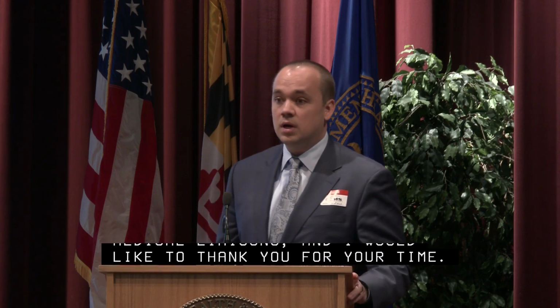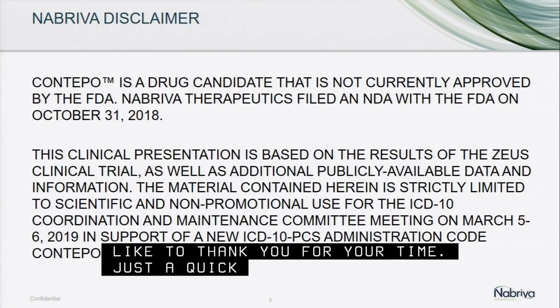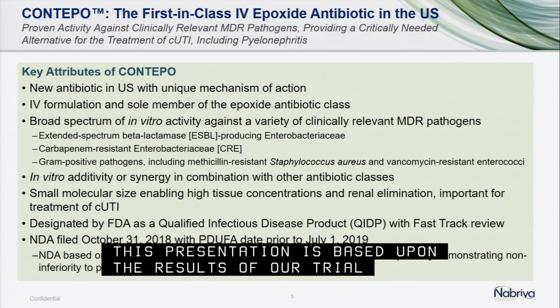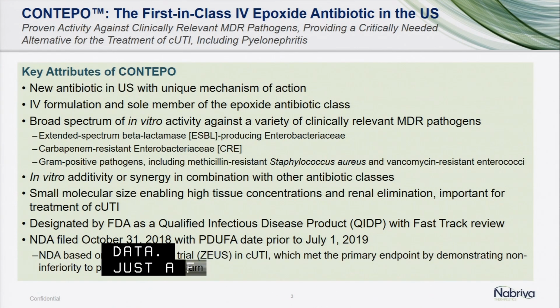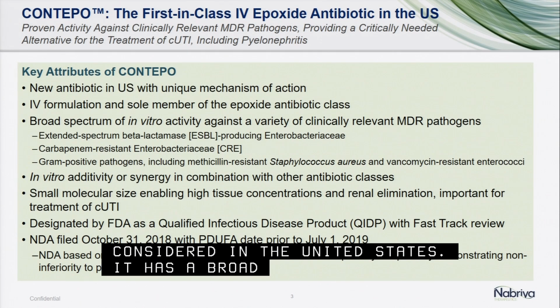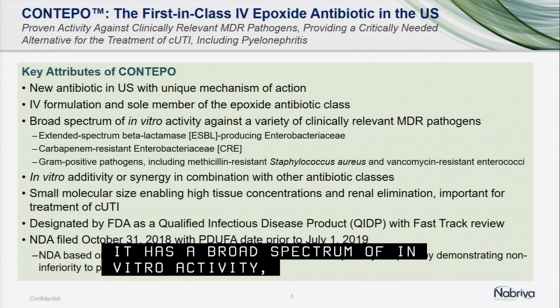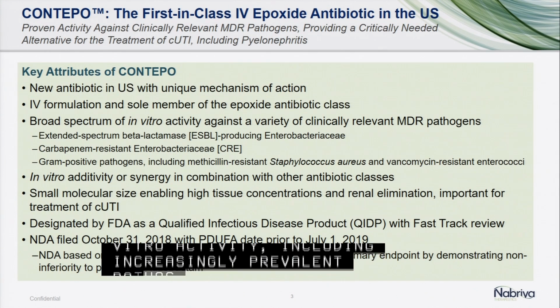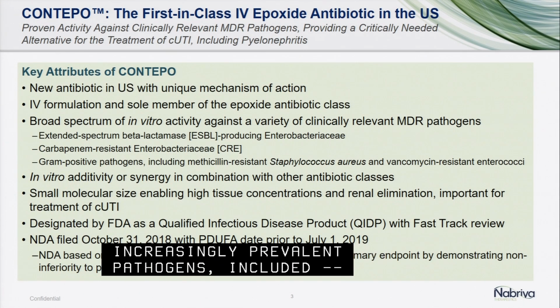Just a quick disclaimer, Contipo, as she said, is under review at the FDA, and this presentation is based upon the results of our Zeus trial that I'll go through, as well as other publicly available data. Just a few key highlights of Contipo to get us started. It is a new IV antibiotic being considered in the United States with a unique mechanism of action. It has a broad spectrum of in vitro activity, including clinically relevant and increasingly prevalent multi-drug resistant pathogens, including extended spectrum beta-lactamase producing Enterobacteriaceae and carbapenem resistant Enterobacteriaceae.